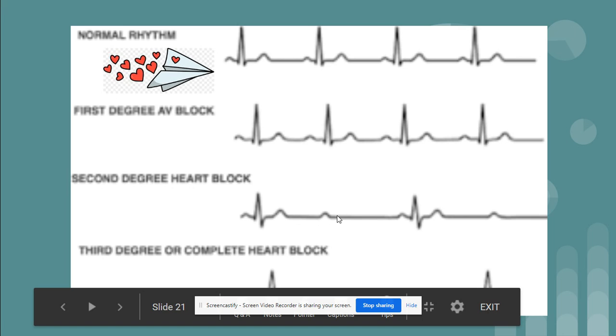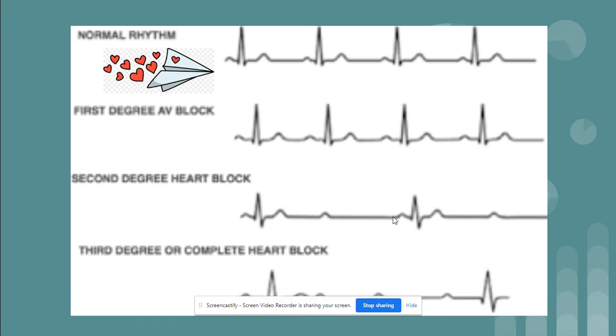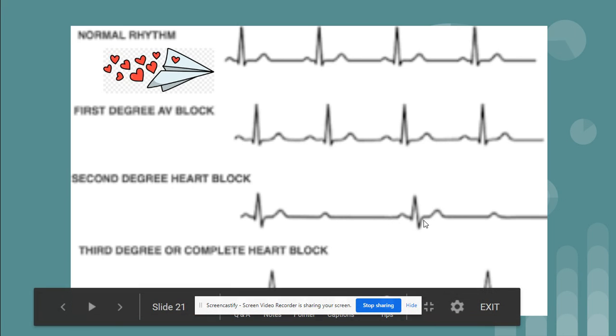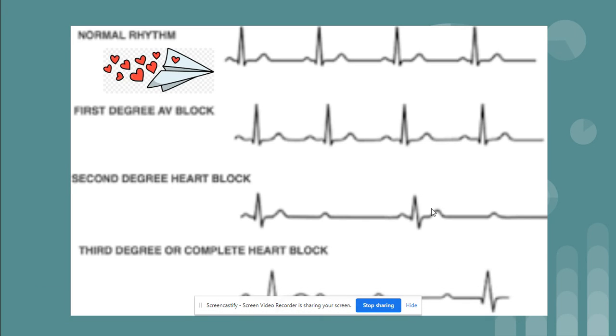In the second-degree heart block, the PRI is lengthened, and then there is an absence of that next rhythm. So you're going to see the P waves and maybe not a QRS. And then the third-degree heart block is, I've got a pop-up down here that's not letting me see the bottom of my screen. There we go.